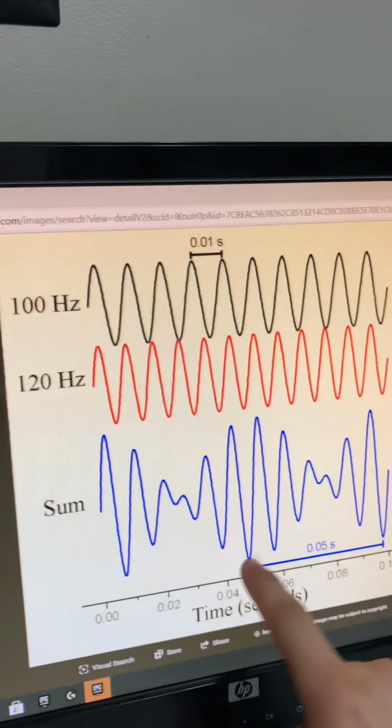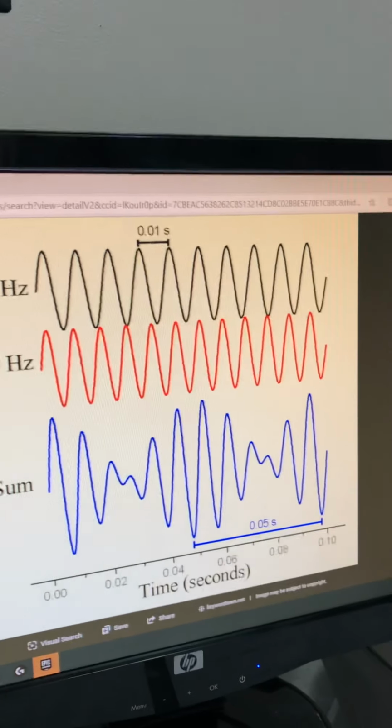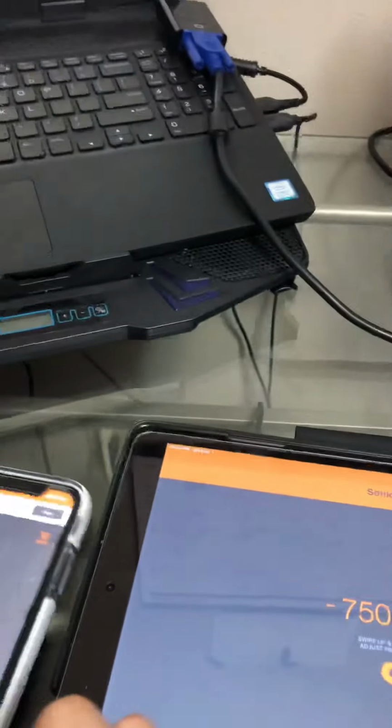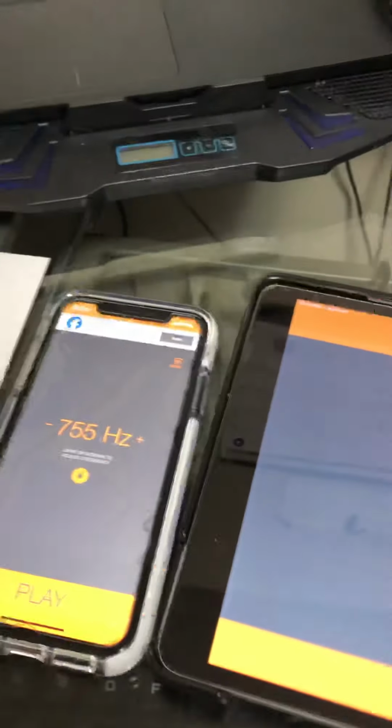This is going to occur at a frequency called the beat frequency, which is what I'm going to be finding in my lab of two different tones I have. Down here, I have two different tone generators. One's at 750 hertz, and one's at 755.